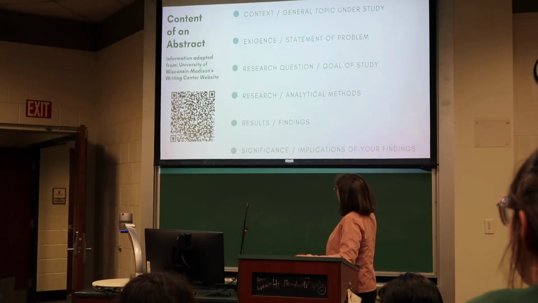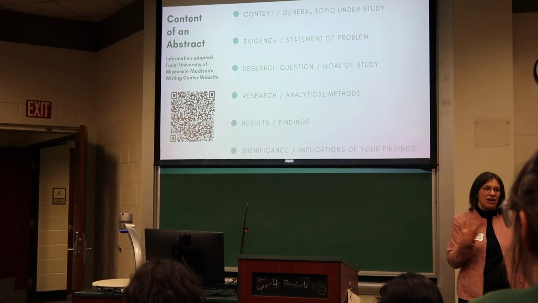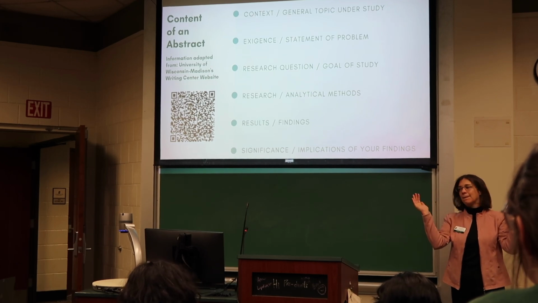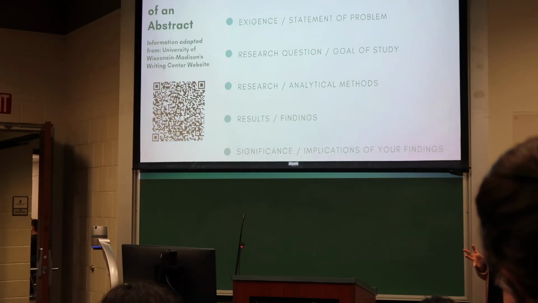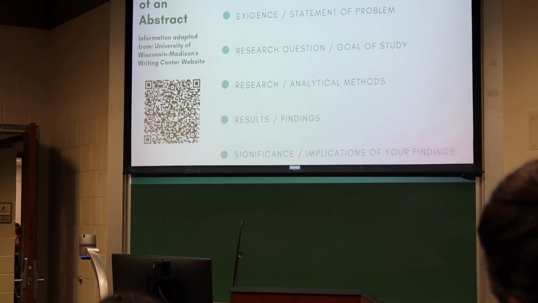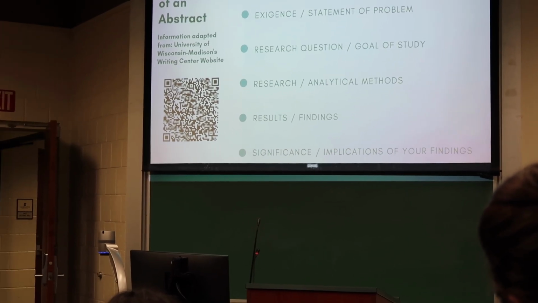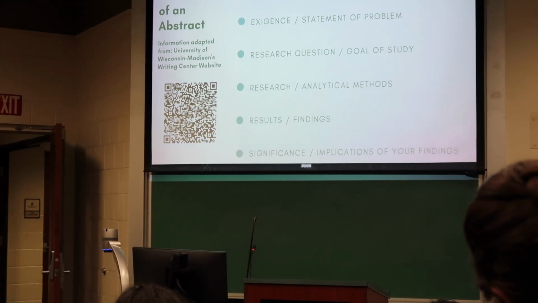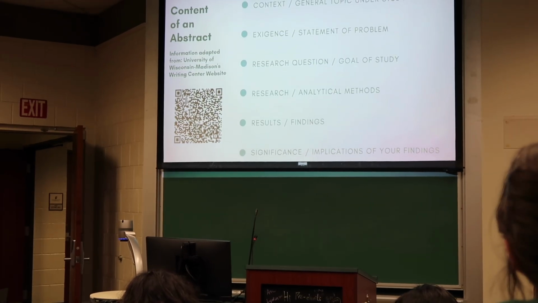So yes, these are the basic elements of an abstract. We want to start with some sort of context or general topic under study. You want to guide your reader in. Maybe think about an upside down triangle: you guide your reader in with something very broad, and then you narrow in as you move through the abstract. So you give us the context, you give us the exigence or the statement of the problem. You talk about your research question, your goals, how that should fit into that problem. Go through the research and the methods. Briefly overview the results, and then end with the significance.